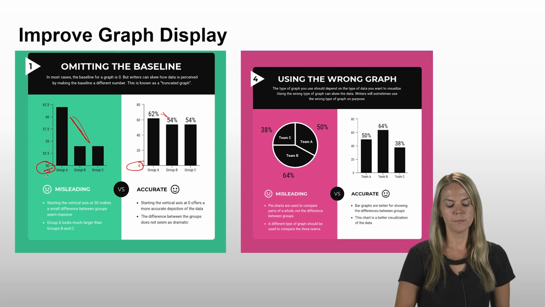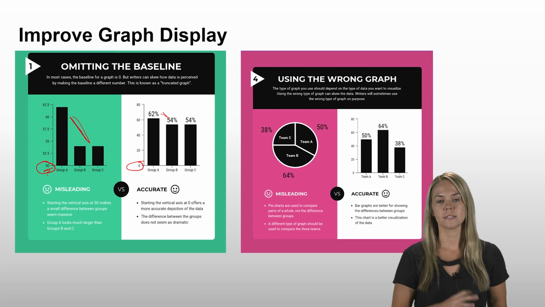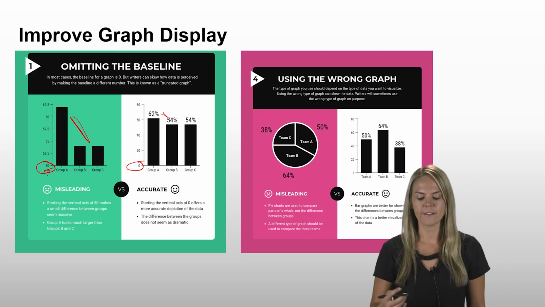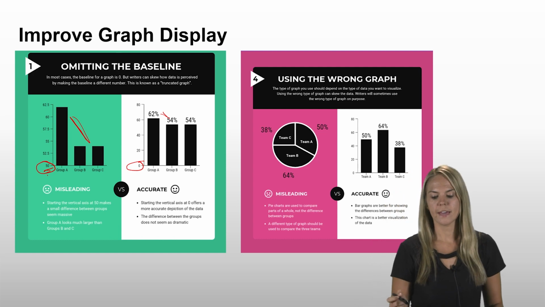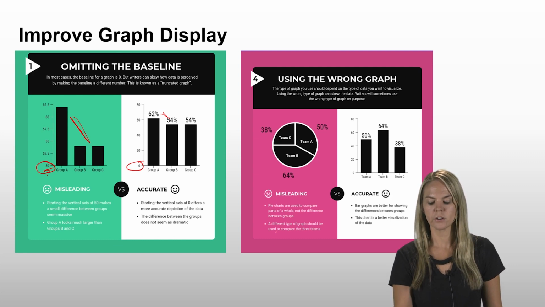Got it. So you want to make sure that you're not doing that to mislead your users in making a good informed decision. Another thing is using the wrong graph, and we'll talk about in a second that pie charts can be a little bit confusing and misconstrued as well. So pie charts are used to compare parts of the whole, not the difference between our groups. So we're really comparing, it's actually represented over here. Team A is at 50%, so Team A is at 50.